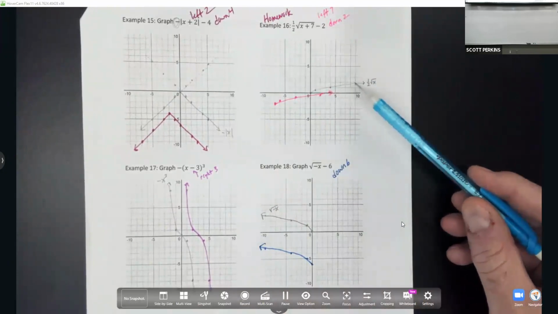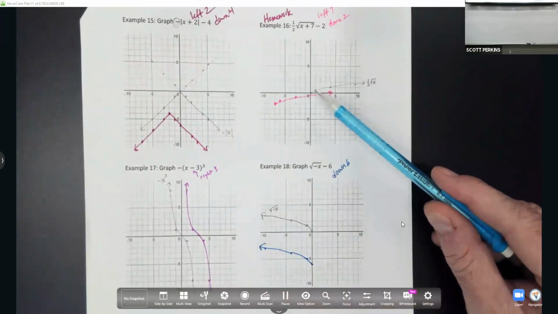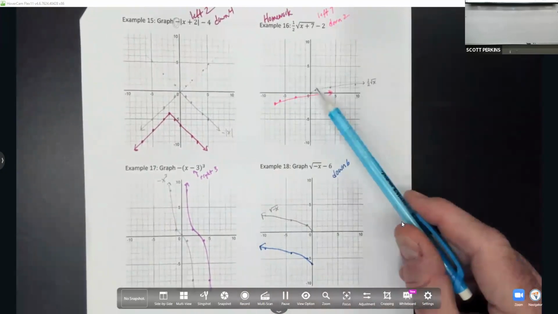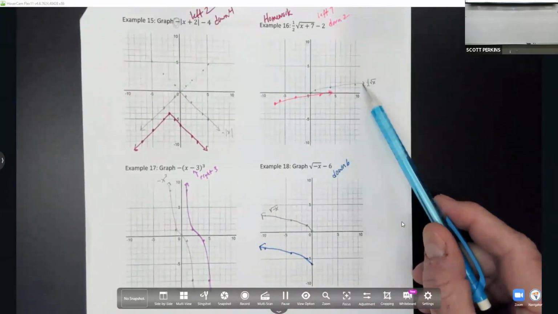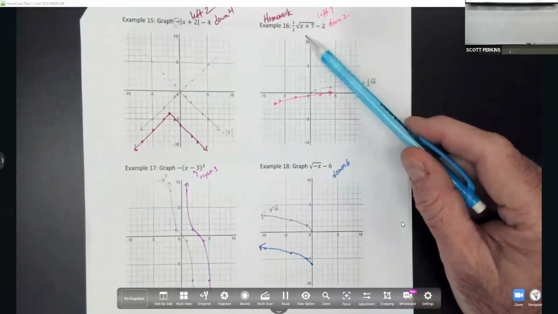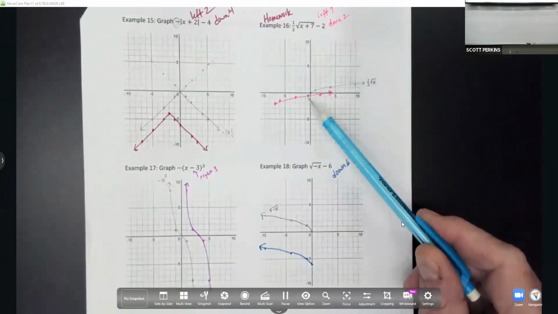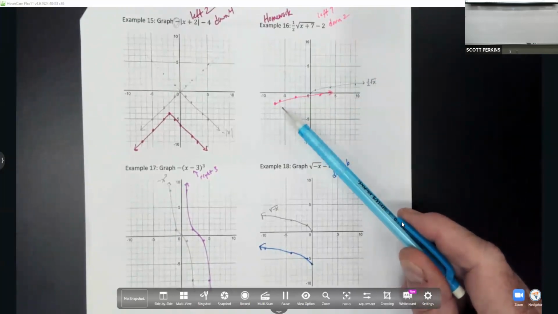graphed 1/2 square root of x. That means I took all the y values from the square root of x and I multiplied it by 1/2. So I got this little squished down version. And then I took that graph and I went left 7 because of the +7 and then down 2 because of the -2. And so that moved, and you can see my pink final answer right there.